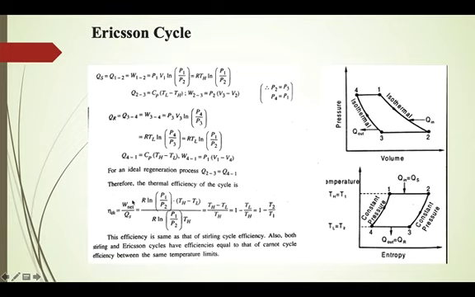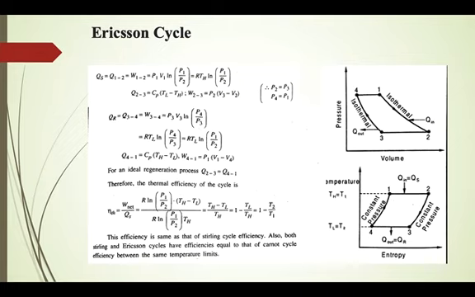Therefore thermal efficiency of the cycle is given by efficiency equal to work output by input. Work output is actually the difference between the heat supplied and heat rejected, that is R ln P1 by P2 into TH minus TL, divided by heat supplied. So the common terms are cancelled and we'll get TH minus TL by TH, or 1 minus TL by TH. That is 1 minus lowest temperature by highest temperature. So this efficiency is also same as Stirling cycle efficiency.